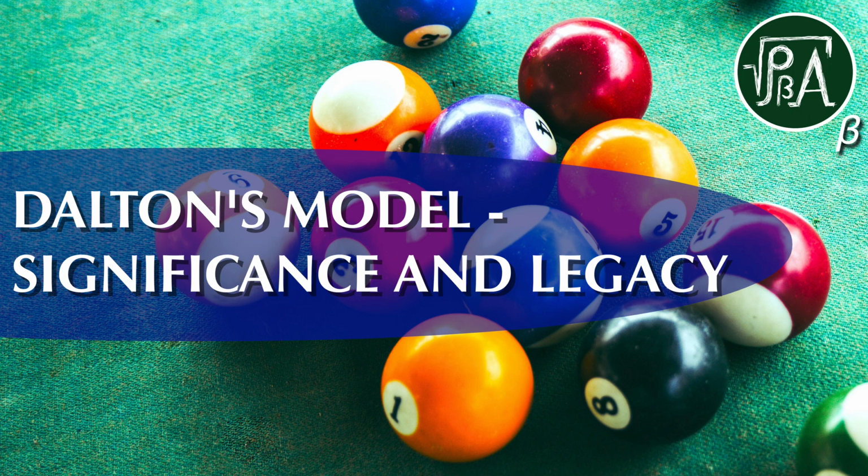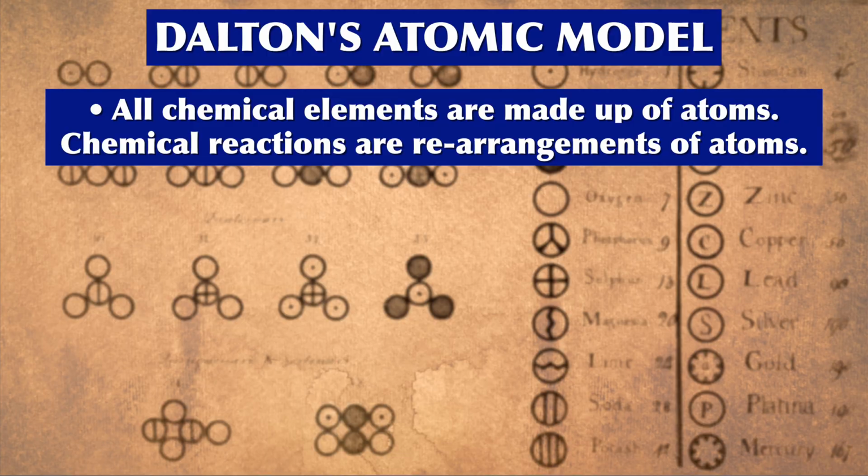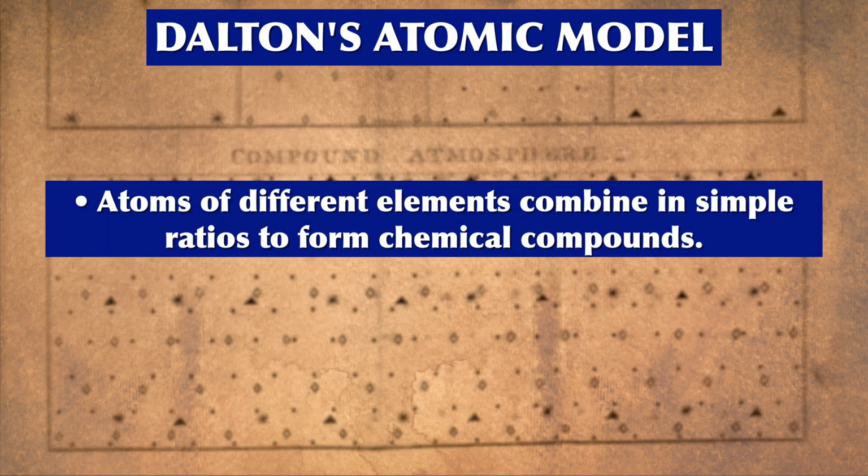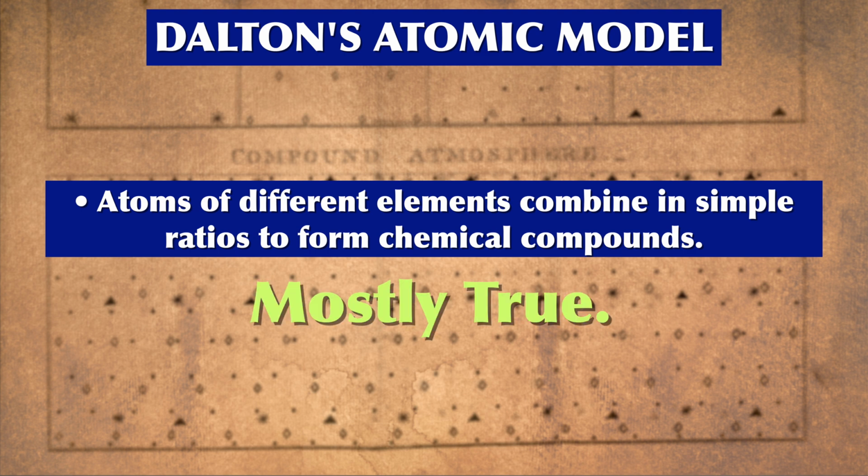Dalton's model. Significance and legacy. So, how well does Dalton's model hold up with what we know today about atoms? All chemical elements are made up of atoms. Chemical reactions are rearrangements of atoms. Yes. Atoms of different elements combine in simple ratios to form chemical compounds. Mostly true with rare exceptions.